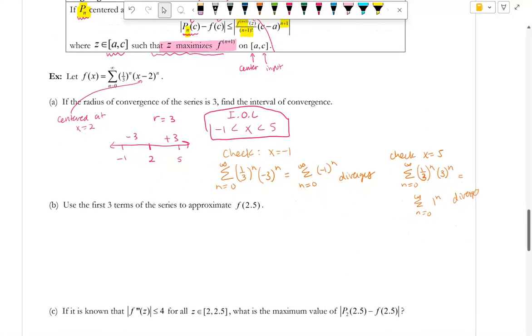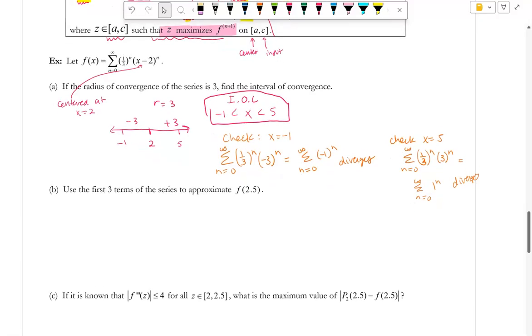All right, so part B, we are asked to use the first 3 terms of the series to approximate f of 2.5. And again, I would want to make sure 2.5 is on my interval of convergence, which it is. It is a number between -1 and 5. So f of 2.5 would be exactly equal to our series. I've got 1/3 to the power of n. When I plug in 2.5, 2.5 minus 2 is 0.5, or 1/2. So I get a 1/2 to the power of n there.